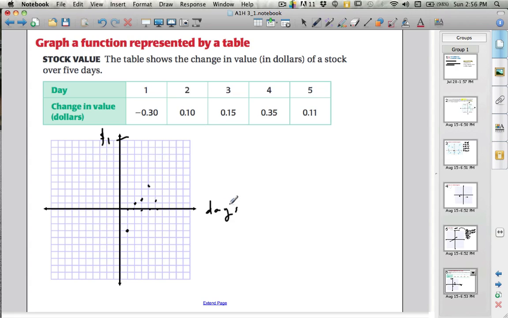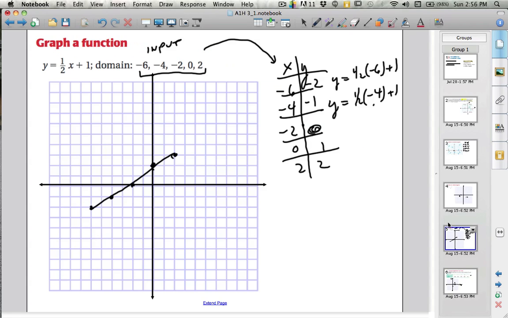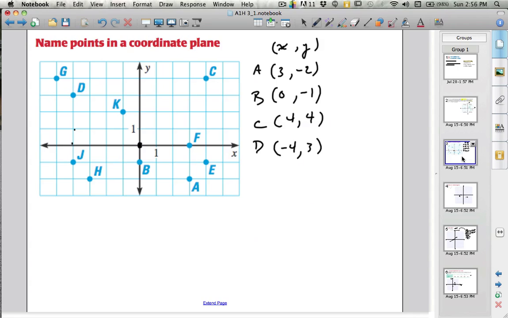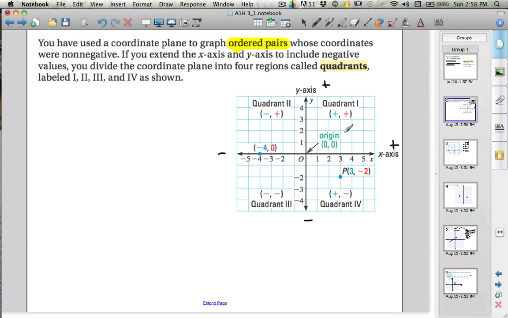So this is what we would call a scatter plot, where I've taken actual data and I've just plotted it onto the graph so that we can start to look at what this situation that we're modeling looks like. So we've graphed from a table, we've graphed with the supplied domain, we've graphed with supplied ordered pairs, we've identified the ordered pairs for individual points, and we've talked about all the different quadrants.